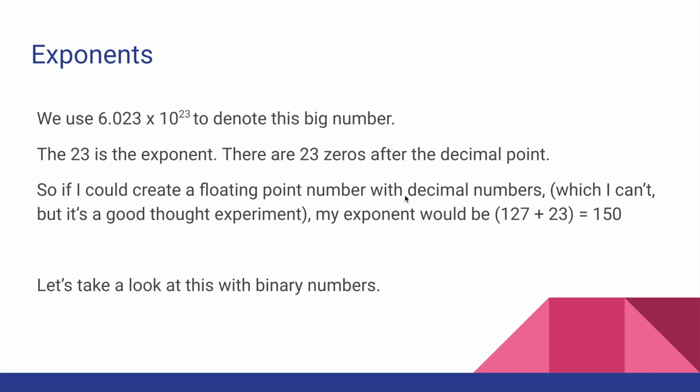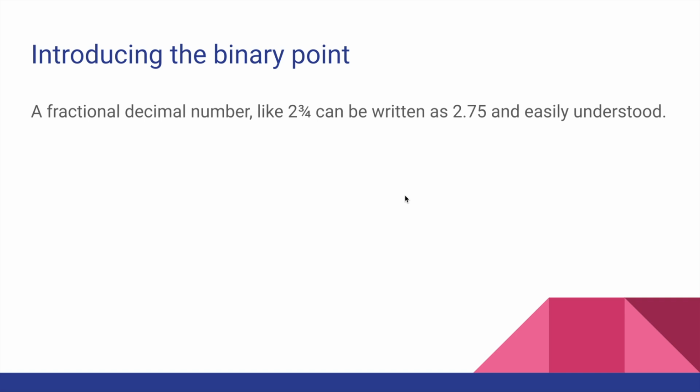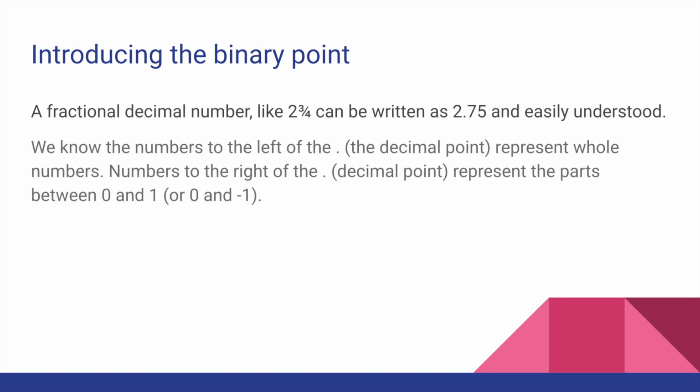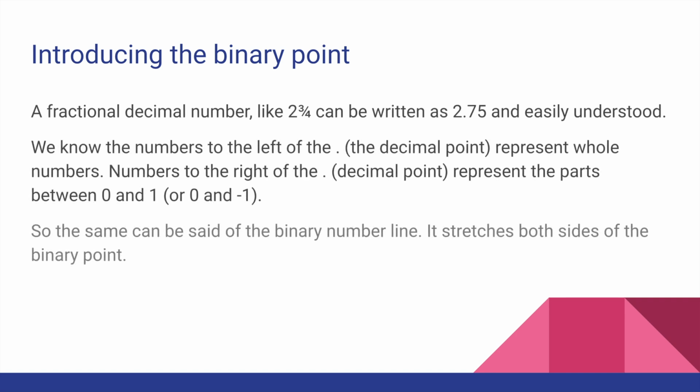Let's see how this works with binary numbers. So, first and foremost, when you have a decimal number that is between 1 and 0, you have a number with a decimal point. In binary, it's called a binary point. So a fractional number, such as 2 3/4, can be written as 2.75 and it's easily understood. We know the number to the left of the decimal point represents a whole number. We know the values to the right of the decimal point represent the fractional part between 0 and 1. The same can be said on a binary number line.